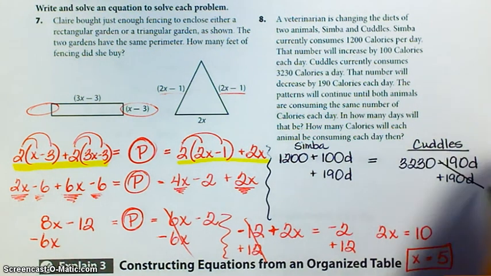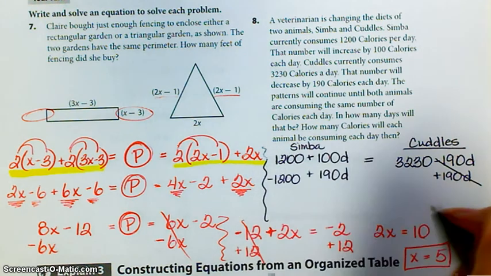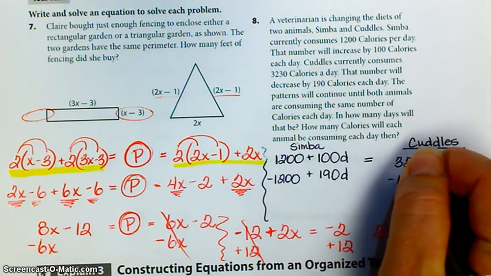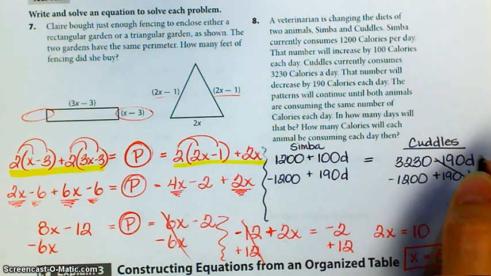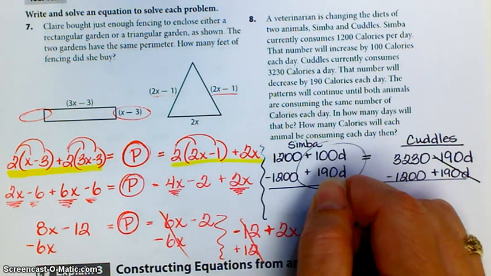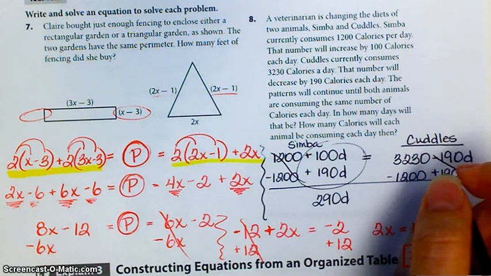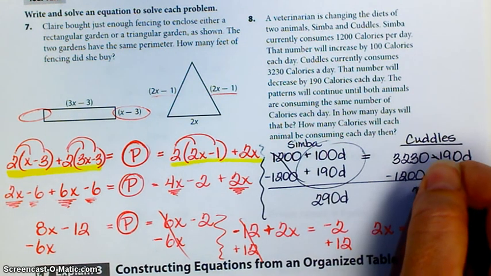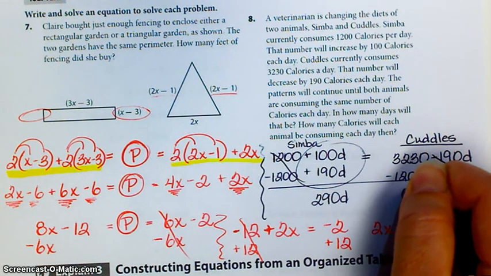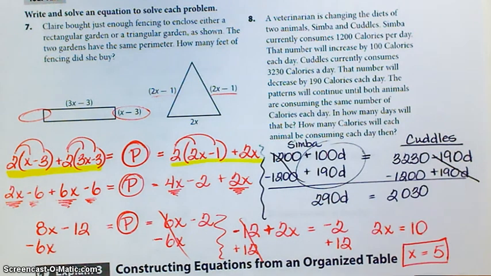Okay, gets rid of it there. Move your numbers without variables to the other side. So I kind of did it all in one step. So all of this together, that's 290D. And if I can do math, which remains to be seen some days, that looks like 2030 over there. All right, and then you just solve for D.